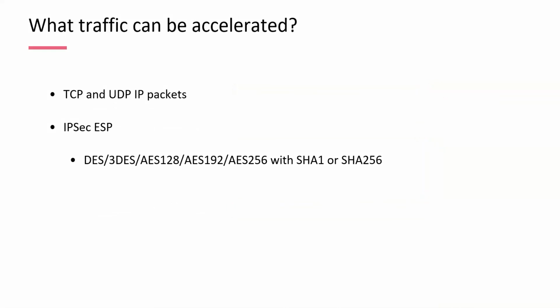So what traffic can be accelerated by hardware acceleration? Well, there's a few packet types that can, and then there's some that can't. The main thing is TCP and UDP IP packets can be accelerated by the hardware accelerator, and also IPsec ESP traffic that's generated by the router, providing it is one of the protocols I've listed there with SHA-1 or SHA-256.